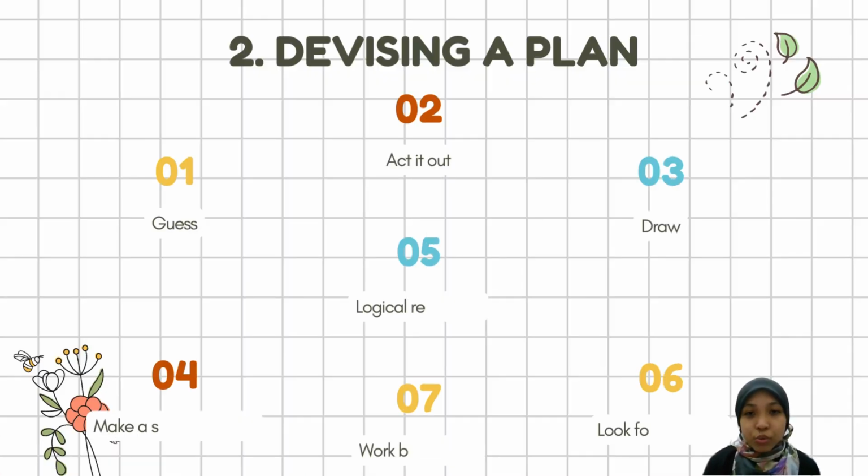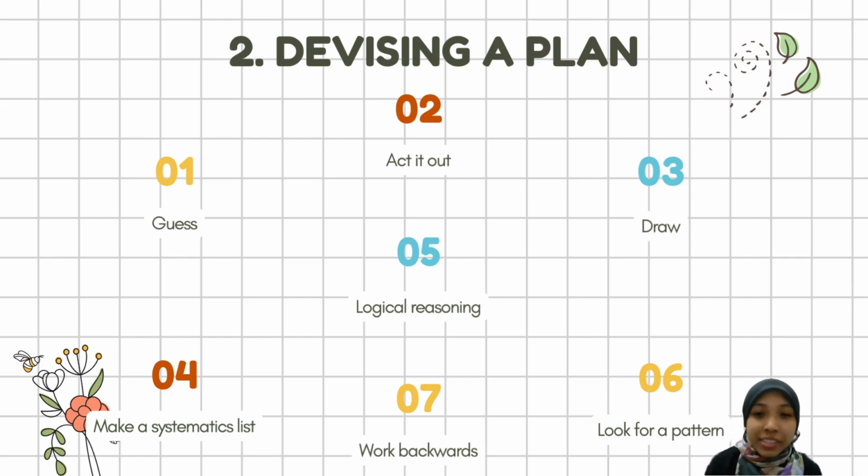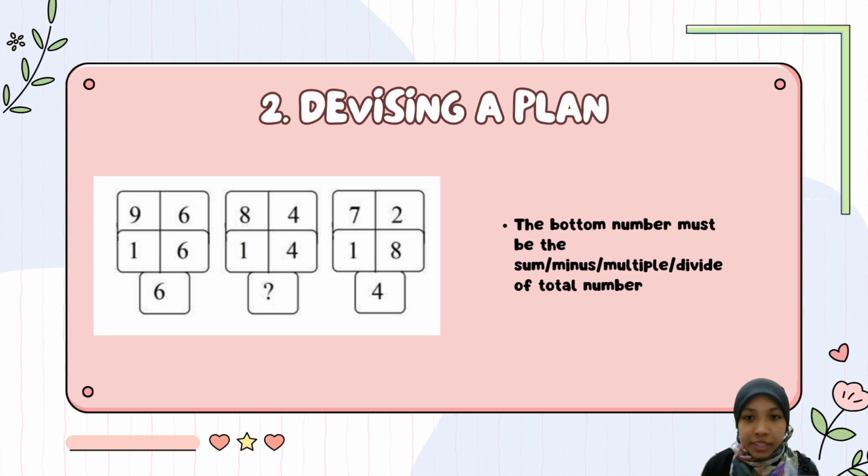Stage number two is to devise a plan. So we actually have seven methods to devise the plan. Number one is guess. Number two is to act it out. Number three is draw. Number four, make a systematic list. Number five is logical reasoning. Number six is look for the pattern. And then lastly is look backward.